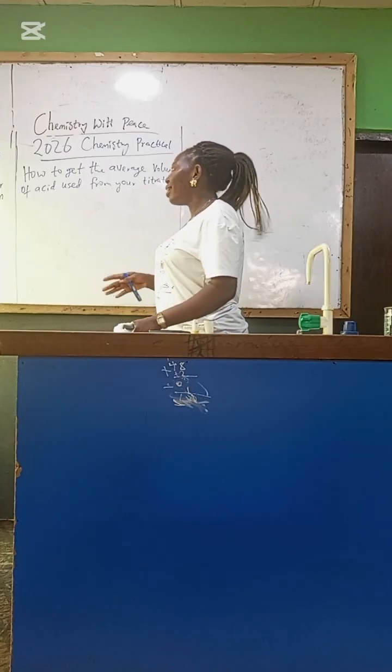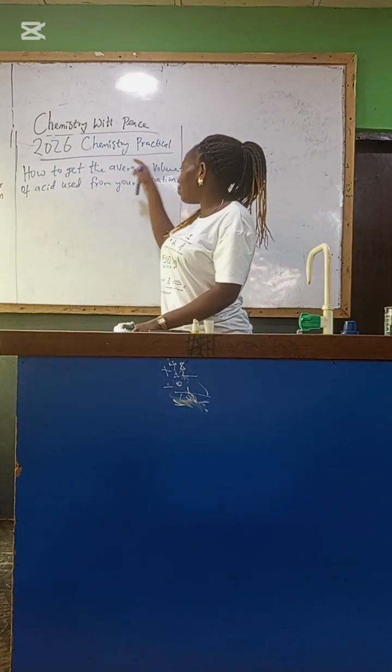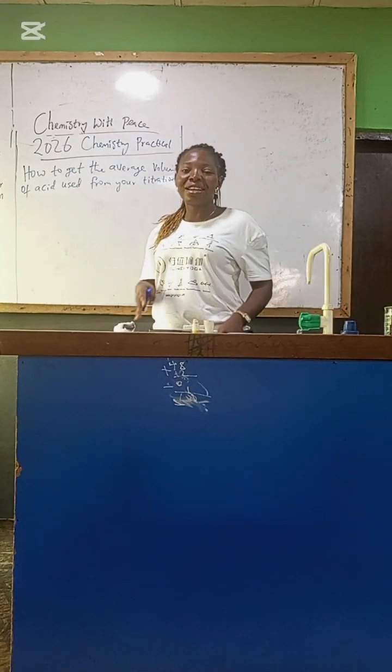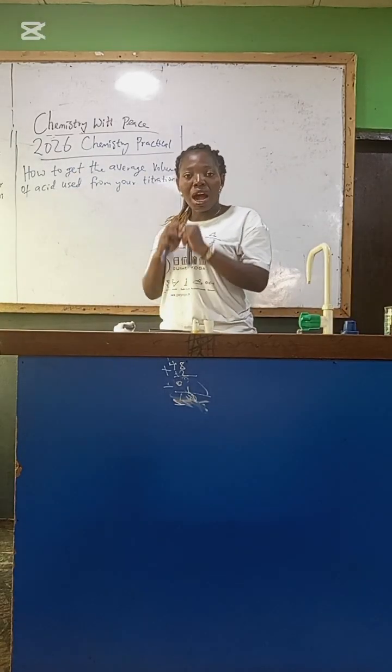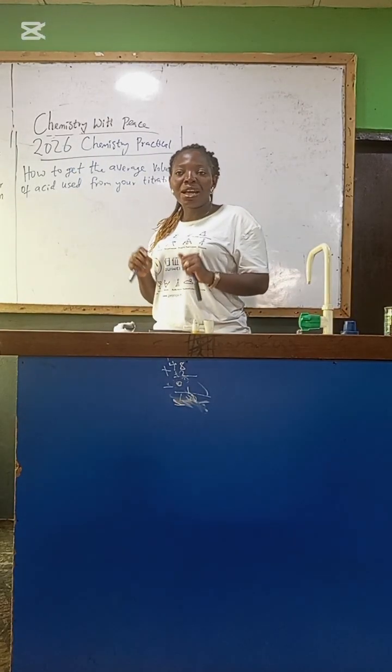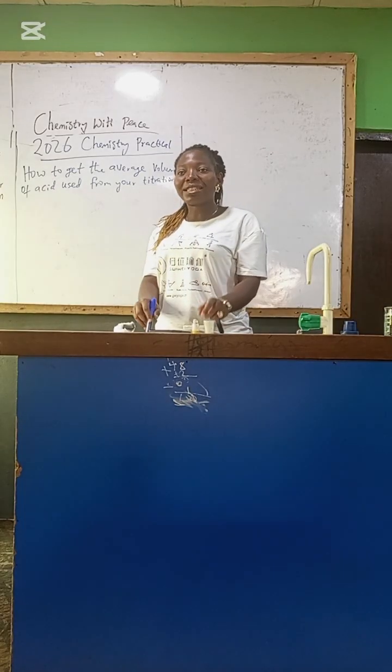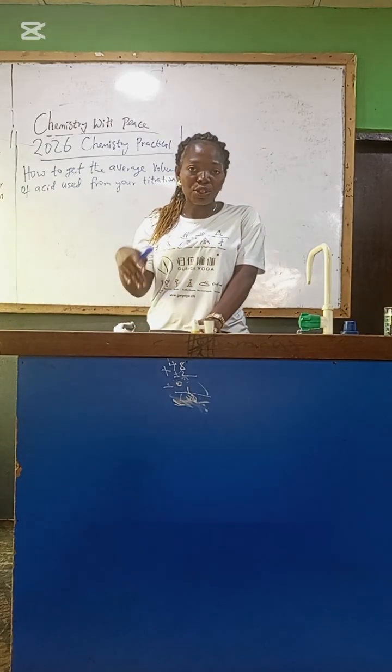Today we are going to learn how to get the average volume of acid used from your titration. We are going to learn how to tabulate your reading, how to present your table very well, how to calculate the average titer value. After titration, you are meant to get your values.